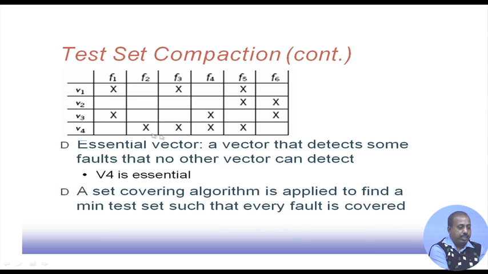Now, out of these vectors, if you look carefully, you will see that vector V4 detects the fault F2, and this fault F2 is not detected by any other pattern. So, if you are looking for a good coverage, then the vector V4 must be included in the final set of test vectors. That way V4 becomes an essential vector, a vector that detects some faults that no other vector can detect, that is an essential vector.